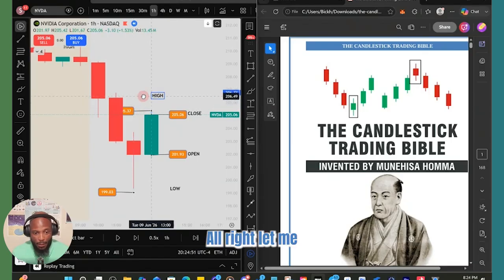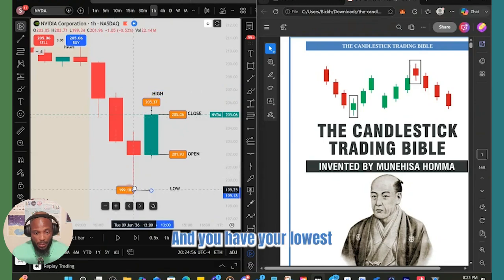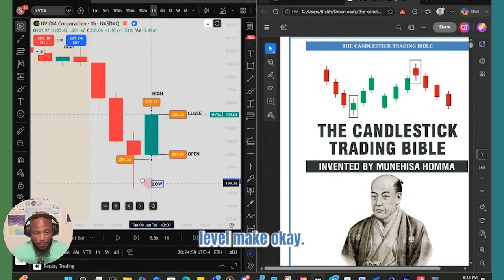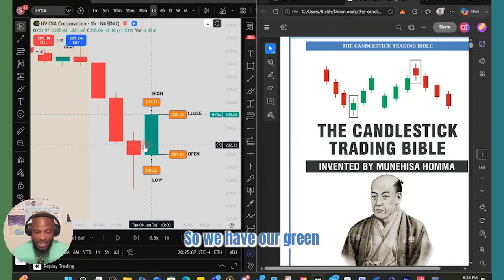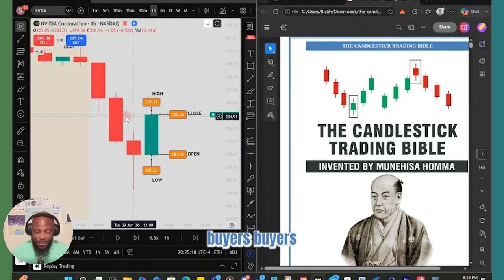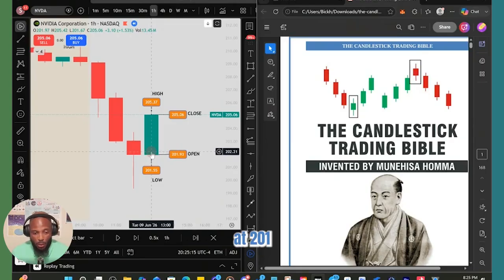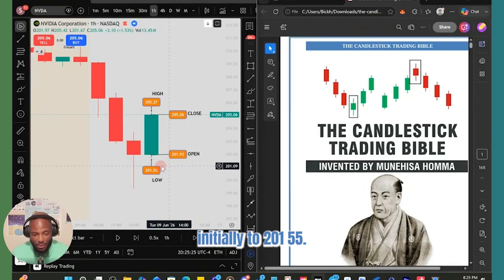All right, let me pull this up, sorry. Okay, highest level made and lowest level made, okay? Let me put that under. Boom. All right, so we have our green candle. Buyers stepped in. Big body too. So the price opened at 201.93 on this 1 o'clock to 2 o'clock candle. Price got pushed down initially to 201.55.